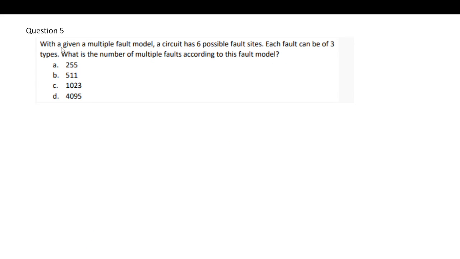Going to the next question. With a given multiple fault model, a circuit has 6 possible fault sites. Each fault can be of 3 types. So they have given 3 fault types, so the K is 3 here. And the number of fault sites is 6. So what is the number of multiple faults according to this model?